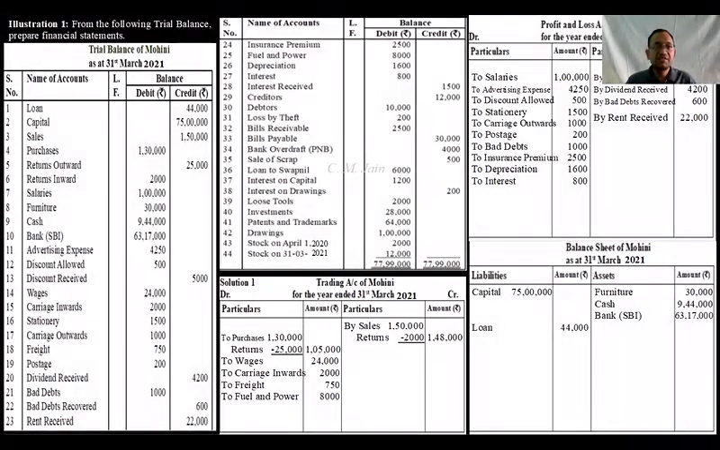Now we are given interest received, and you see the amount is in credit column. So it is an income, profit and loss account credit side, by interest received 1,500. Next we are given creditors. Which type of account is it? Yes, it is a liability. So it will come in balance sheet liabilities side, creditors 12,000.